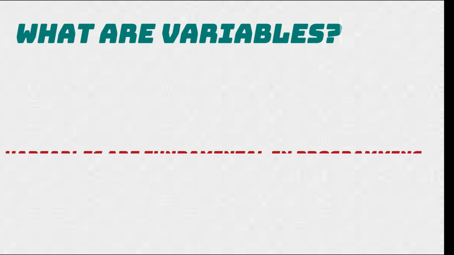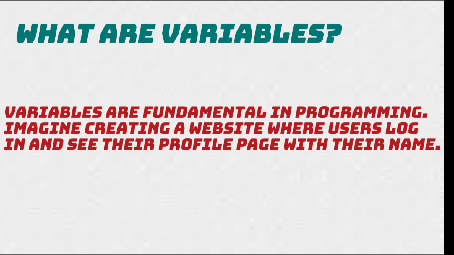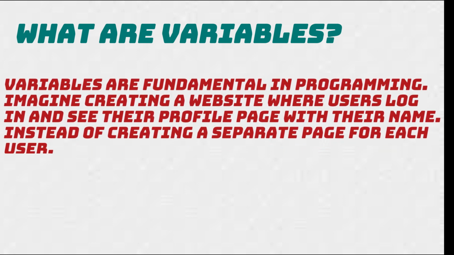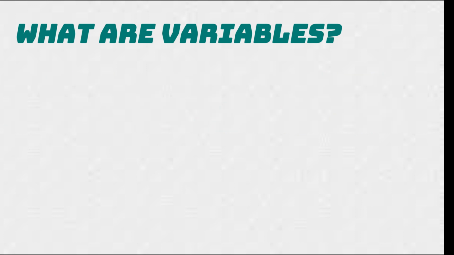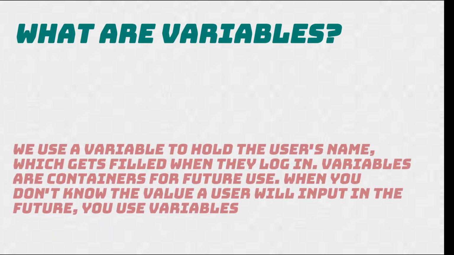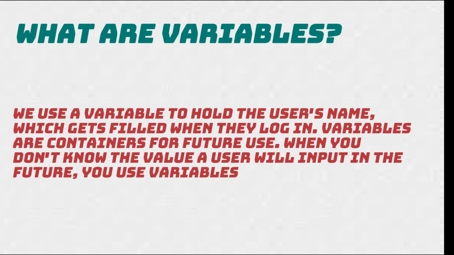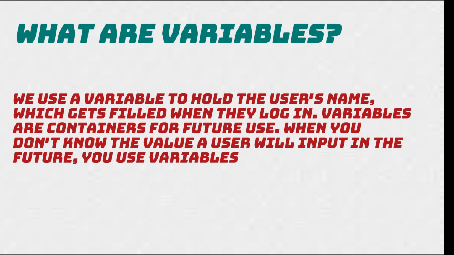What are variables? Variables are fundamental in programming. Imagine creating a website where users log in and see their profile pages with their name. Instead of creating a separate page for each user, we use a variable to hold the user's name, which gets filled when they log in. Variables are containers for future use. When you don't know the value a user will input in the future, you use variables.